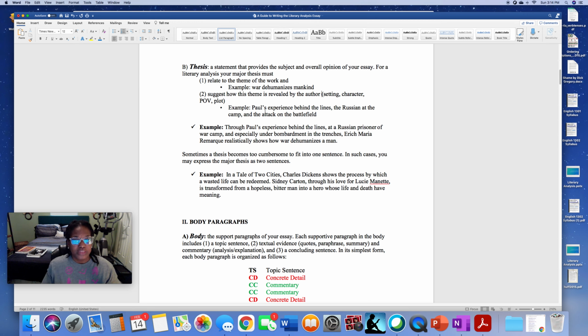These three things explain how the theme is revealed. They're talking about the actual plot here, and they're going to give you three examples from the plot: his experience behind the lines, the Russian at the camp, and then the attack on the battlefield. Right? So they're going to put these two things together, and they're going to formulate a thesis.